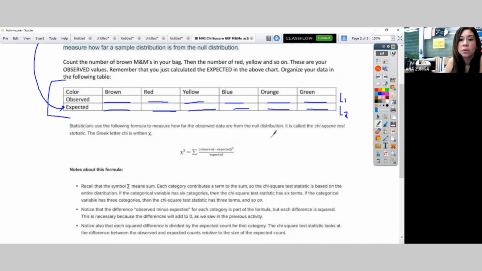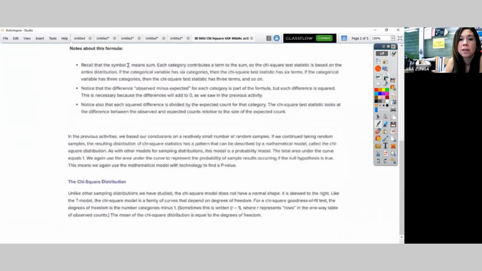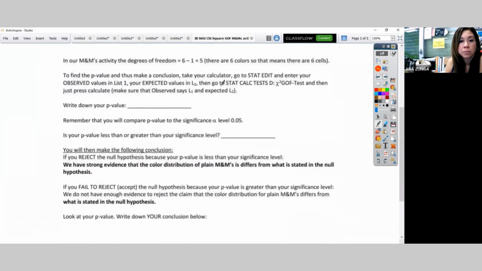Then you're going to go to stat. I have these directions coming up. You're going to go to stat. You're going to go to calculate. You're going to go to test. And instead of option C, this time you're going to go to option D, which is the goodness of fit.